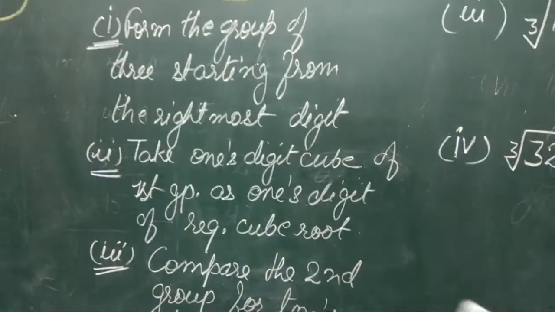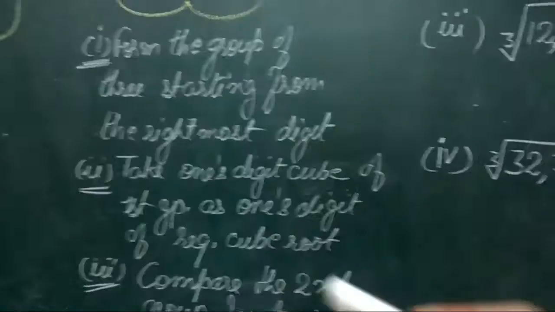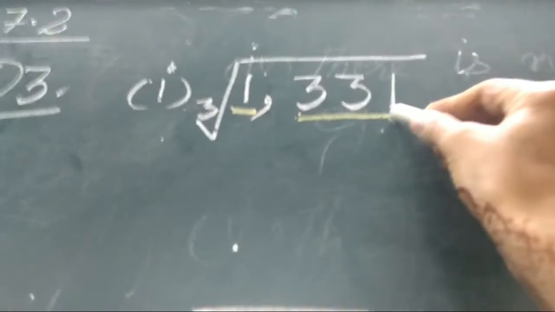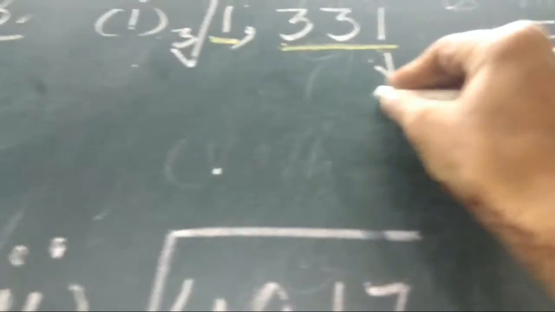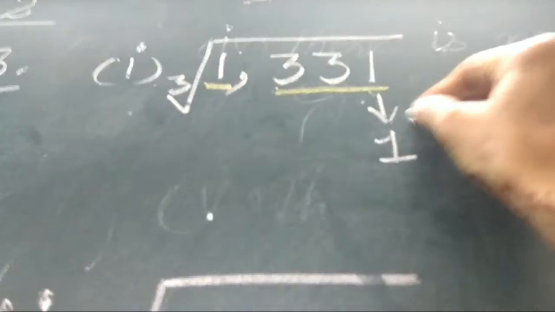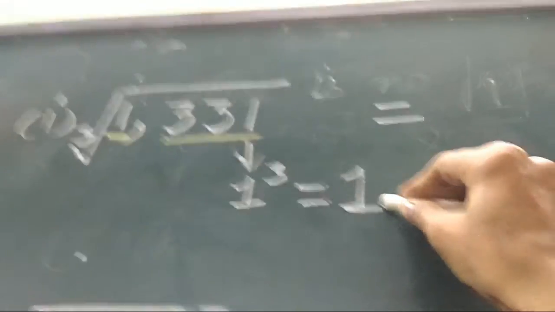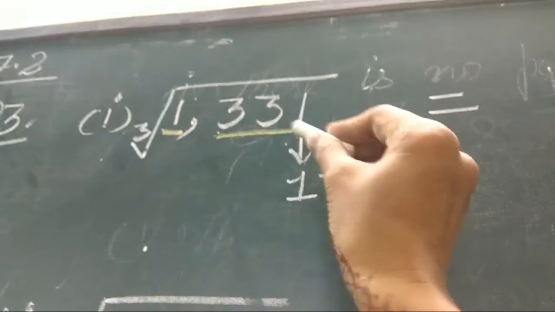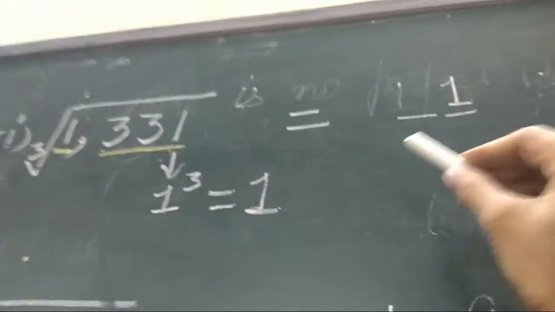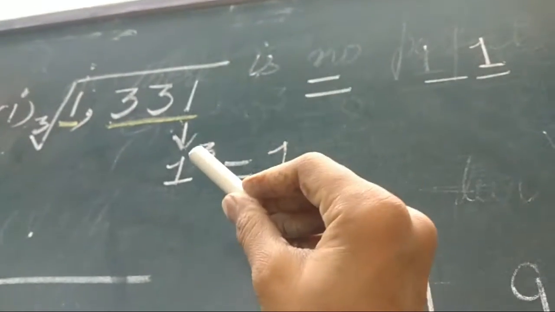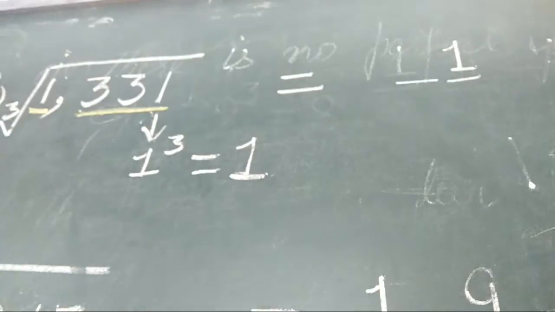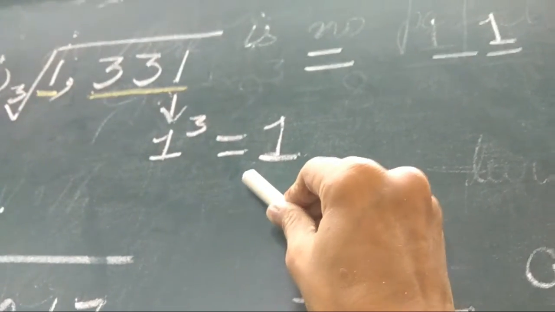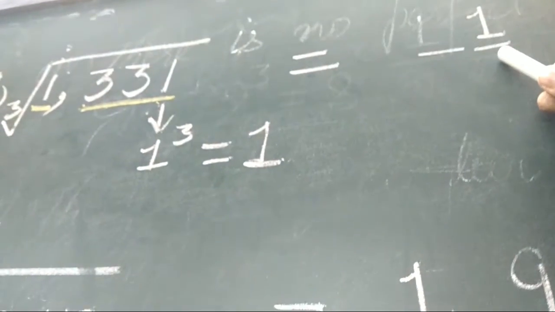Now in the second step, take the cube of the ones digit of the first group. Which is the ones digit of this group? 1. Its ones digit is 1. Take its cube. Its cube is 1. This will be the ones digit of our desired answer. And if the number carries 2 groups, the answer carries 2 digits. If it carries 3 groups, the answer carries 3 digits. So by following the first 2 steps, we'll get the ones digit of the answer.